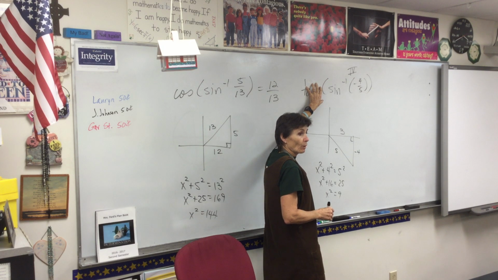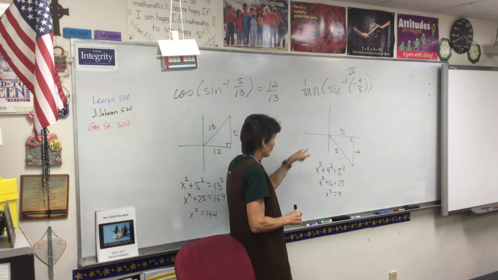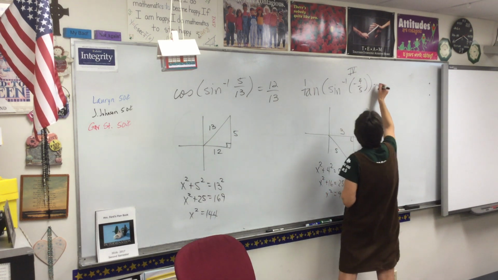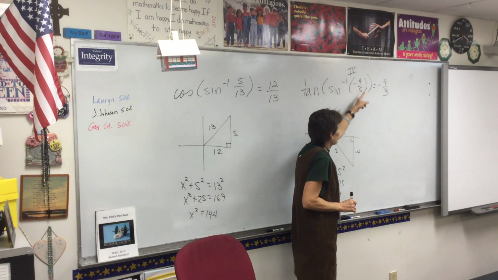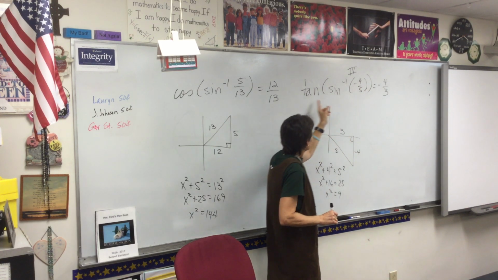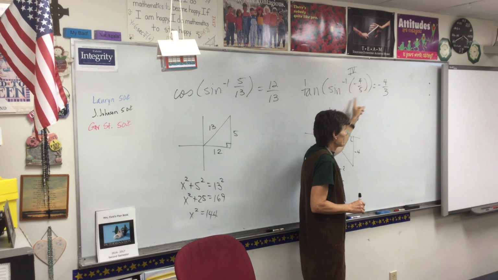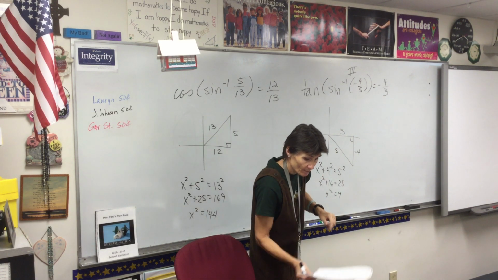All good. What do I want to know? I want to know the tangent. What's the tangent of that picture? Negative 4/3. This parentheses part of the problem here, that's your picture. This is what you want to know about the picture. So first you got to draw this picture. Then you're going to find the tangent.